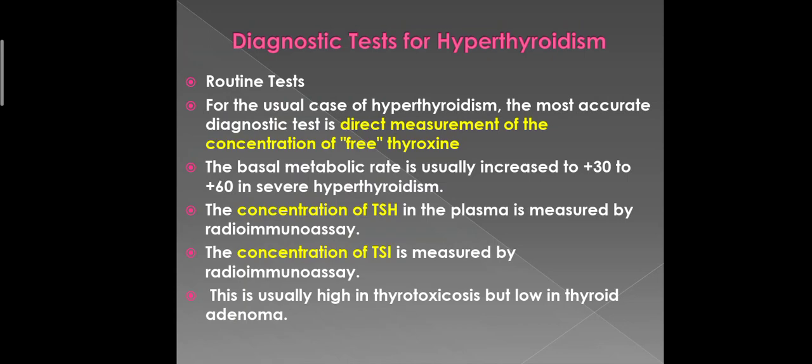How can we diagnose hyperthyroidism? Along with the routine tests, for a usual case of hyperthyroidism, the most accurate diagnostic test is direct measurement of the concentration of free thyroxine in the blood, and the basal metabolic rate is usually increased to plus 30 to plus 60. In severe hyperthyroidism, the concentration of thyroid stimulating hormone in the plasma is measured by radioimmunoassay. The concentration of TSI can be measured by radioimmunoassay. This is usually high in thyrotoxicosis but low in thyroid adenoma.